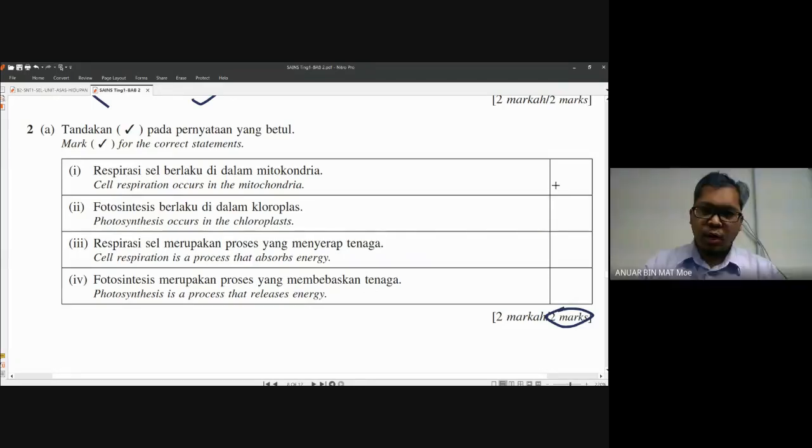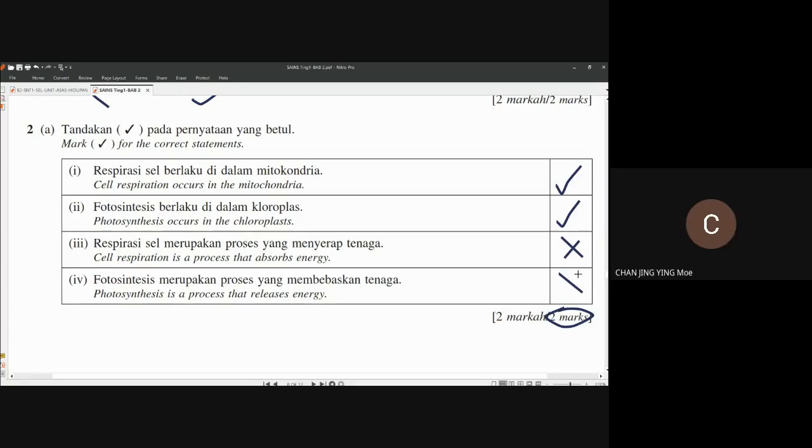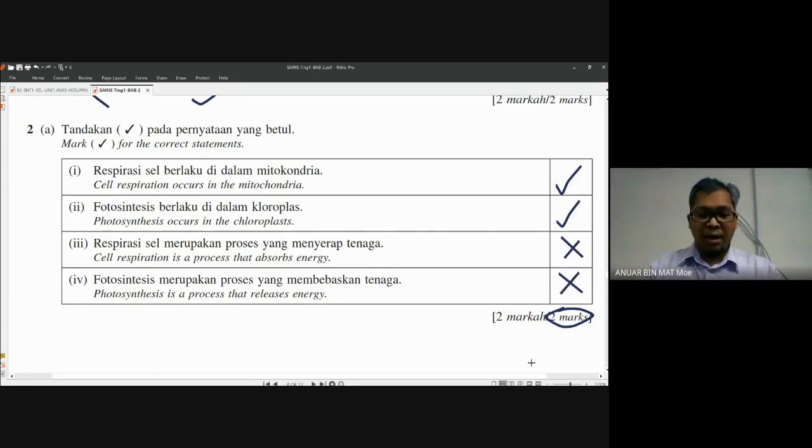True. 2A1 true. Okay. 2A2. Photosynthesis occurs in the chloroplast. True or false? Yes, true also. 2A3, cell respiration is a process that absorbs energy. True or false? False. Last one, photosynthesis is a process that releases energy. False. False. Okay. But 2 marks, yeah?